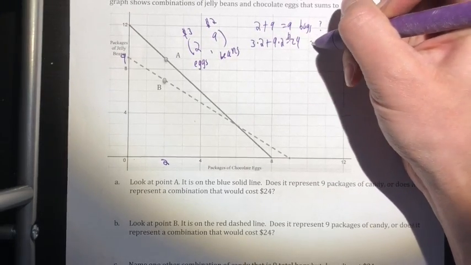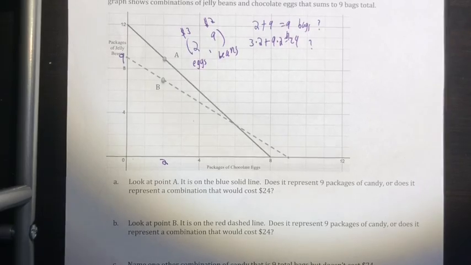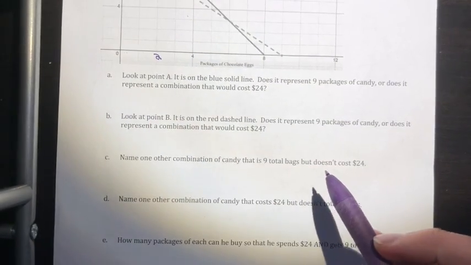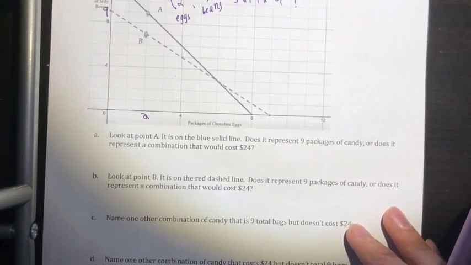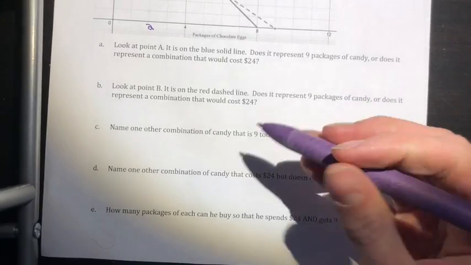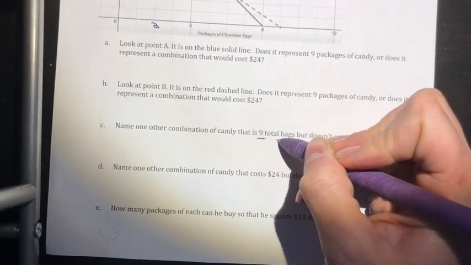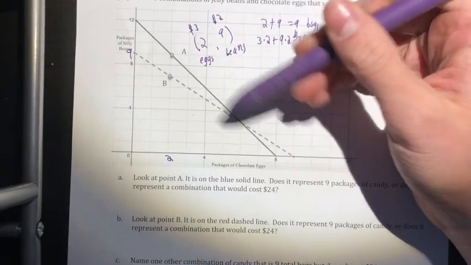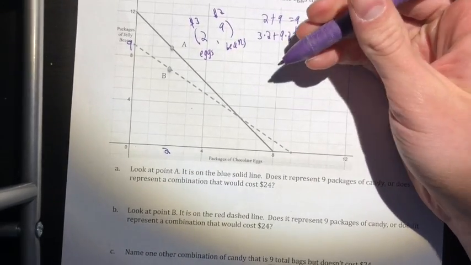Which one is it? So you have to figure that out. And then do the same thing for point B. And that should tell you which line represents which. And one other combination, that's 9 total bags for part C. So which other combination could he buy that's 9 total bags? Like which point would that be on, which line?